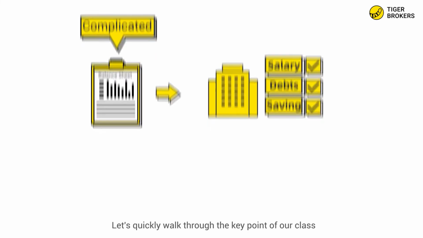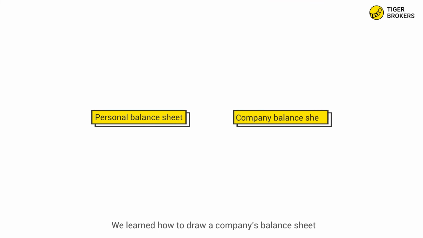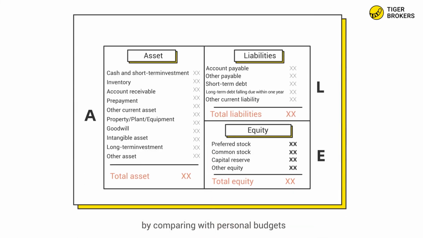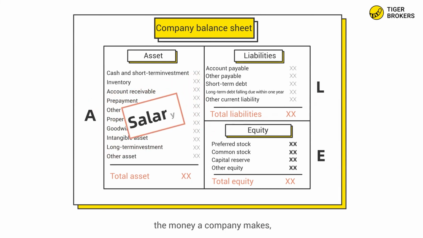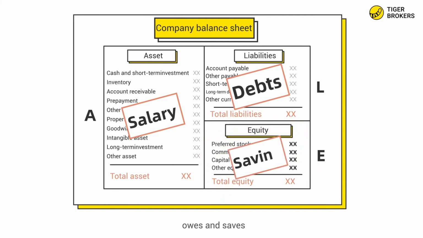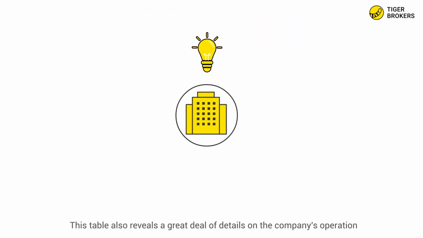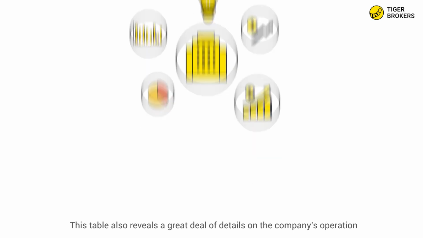Let's quickly walk through the key points of our class. We learned how to draw a company's balance sheet by comparing with personal budgets. We also learned that the balance sheet is a table that summarizes the money a company makes, owes, and saves. This table also reveals a great deal of detail on the company's operation.